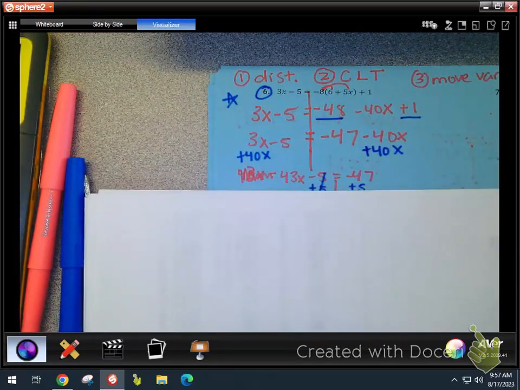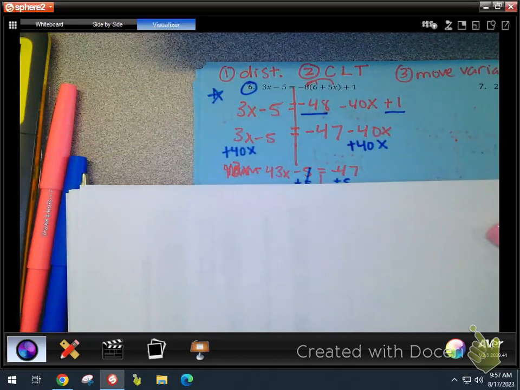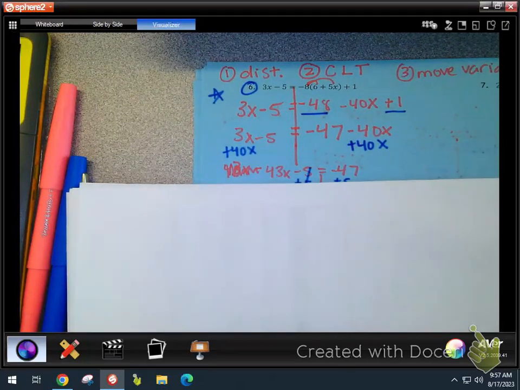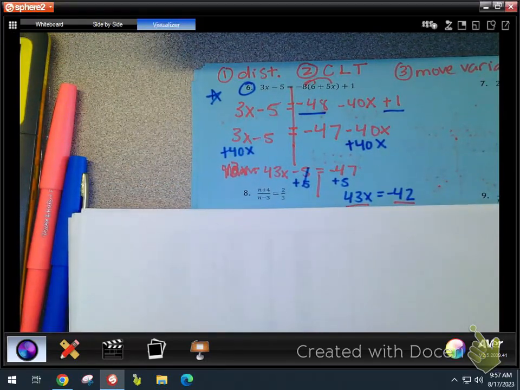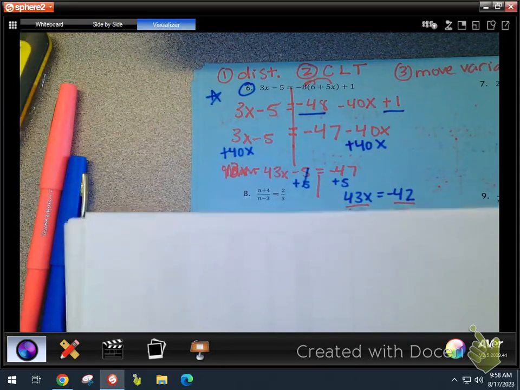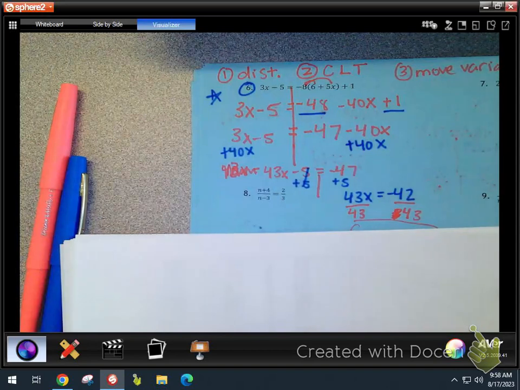Okay, so we got to here. 43x minus 5 equals negative 47. What did we do next? What had to move? Added 5 on both sides. 5 had to move. And then you get here. 43x equals negative 42. And then you got to divide by 43. We write before we type, and we use alpha y equals.